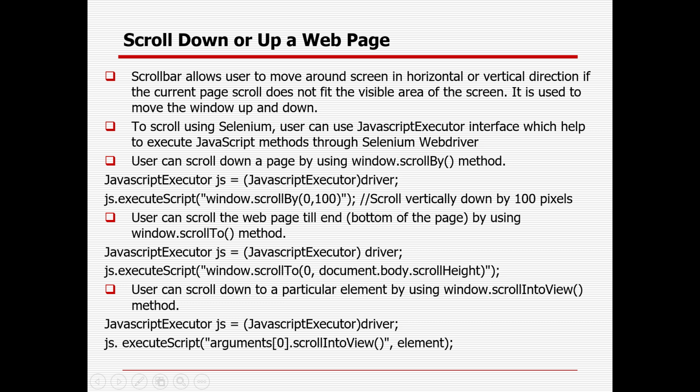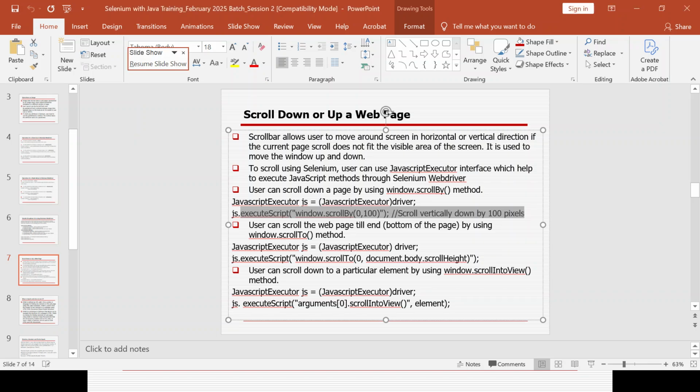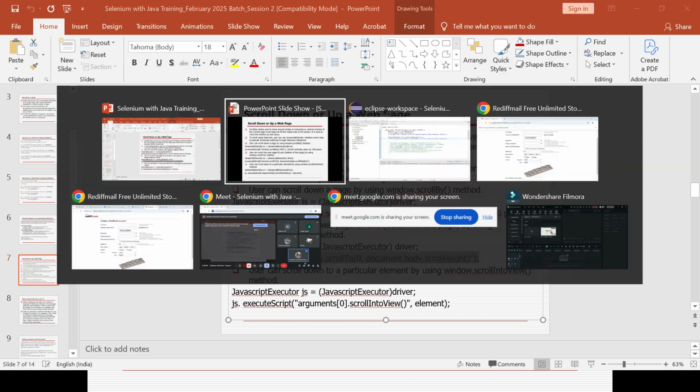So users can scroll the web page to the bottom of the page directly. In case your page is such that you are not able to move some Excel, you want to go to the bottom of the page to identify some element, you can directly go to the bottom of the page. How? The same line, exactly this line, you can use so that you can go directly to the bottom of the page.